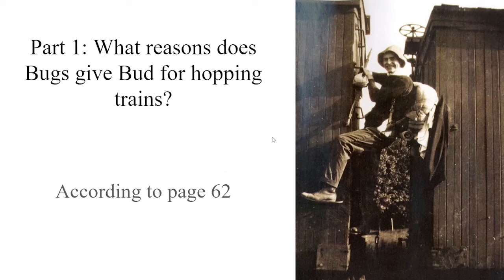The bad news about that is that you can't decide where you want to stop. You are risking your entire life to hop on that train. It's a very dangerous thing. I do not recommend hopping on trains, but Bugs does recommend hopping on trains, and Bugs actually tries to convince Bud to do that. I want you guys to go to page 62 in that book and find out, what are Bugs's reasons for hopping on trains? Why is he trying to get his friend to do this incredibly dangerous thing? That's your mission. That's the first part of your question.